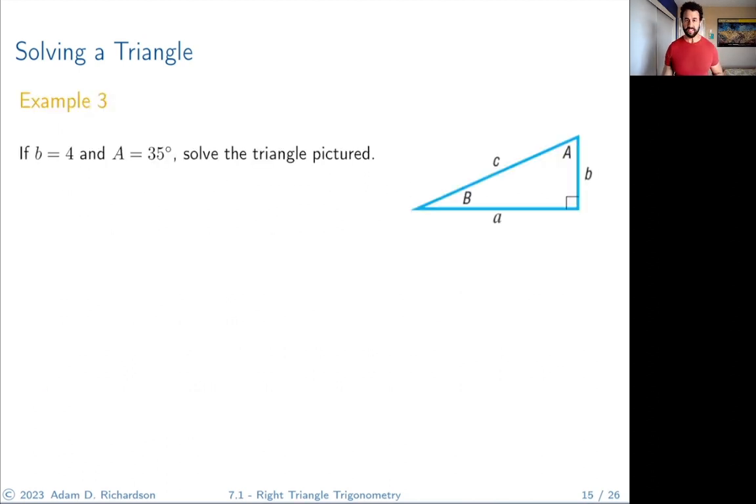All right, so let's try this example. I want you to think about this one and try it on your own too, but let's read it out loud together. Here's a triangle. If B is equal to 4 and A is equal to 35 degrees, solve the triangle pictured. Oops, it's kind of hard to see that 35. Here we go. So you know a side length, and you know the angle A is 35 degrees, and you know the right angle is 90 degrees. So what I want you to do is think about how you would start this problem first.